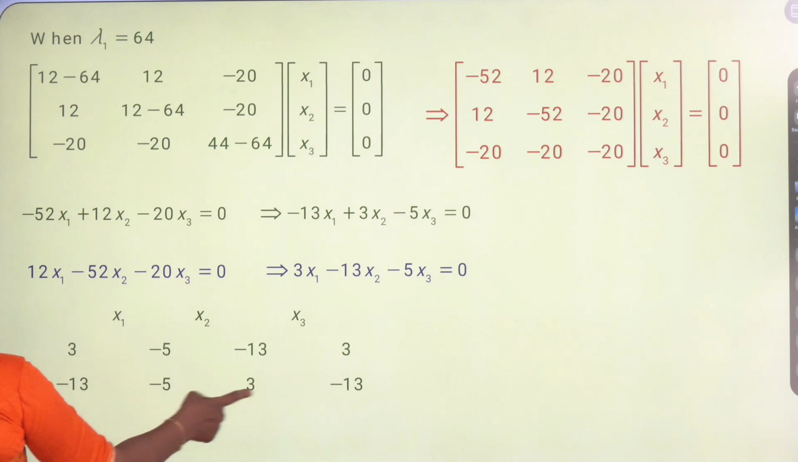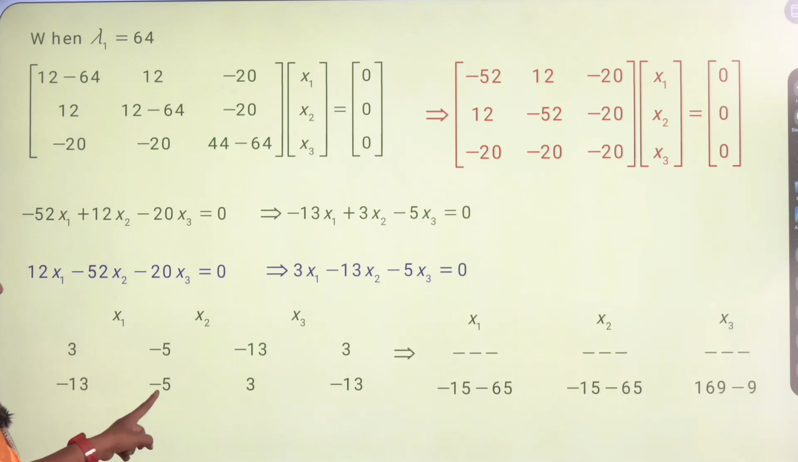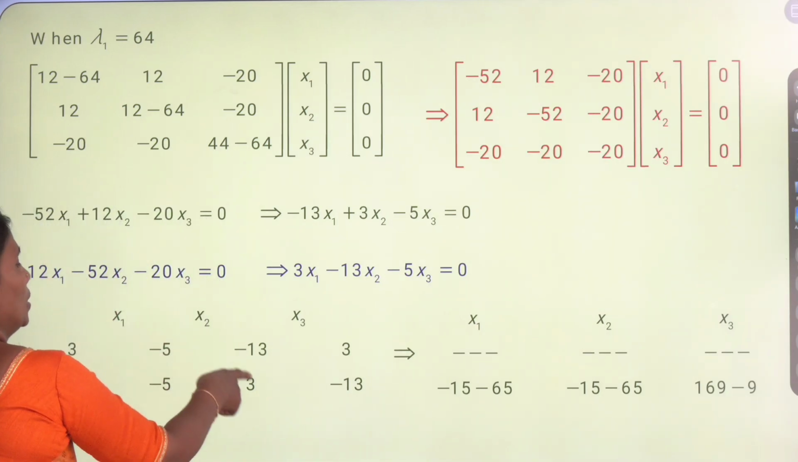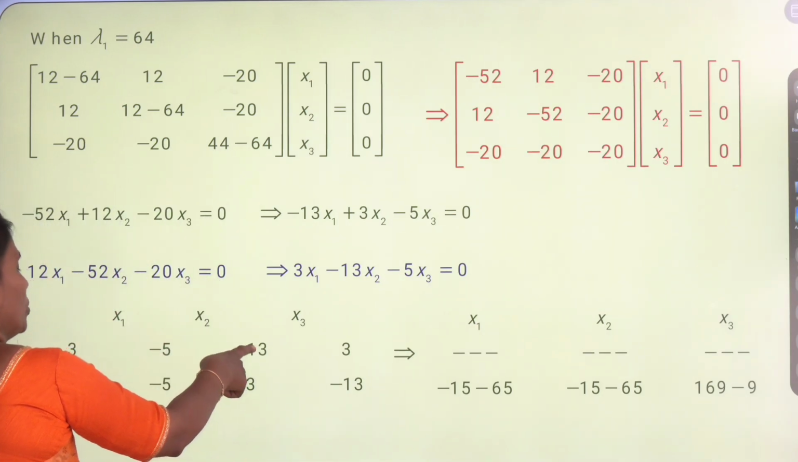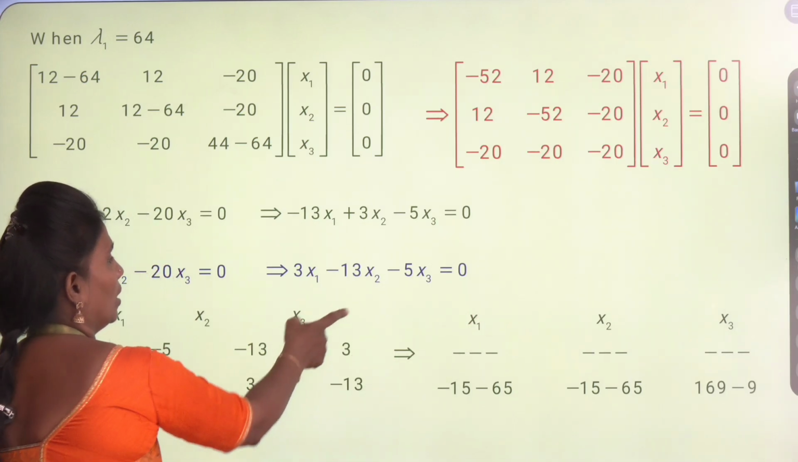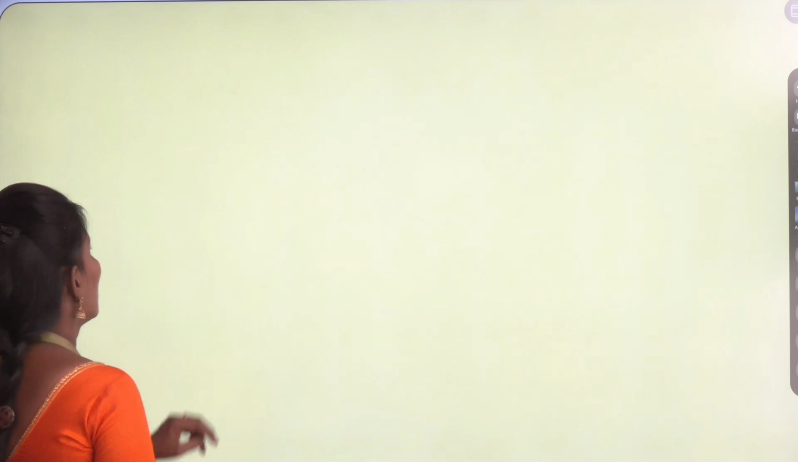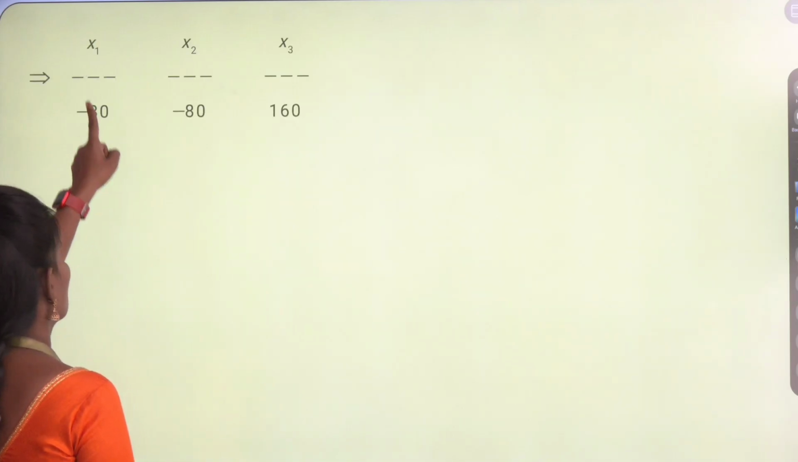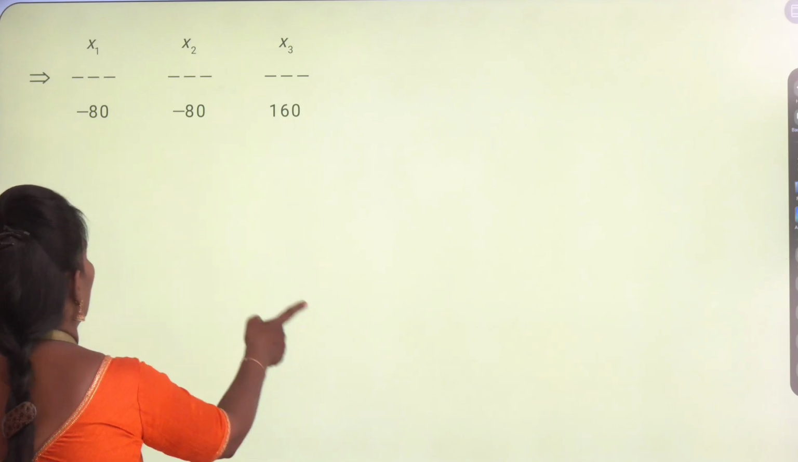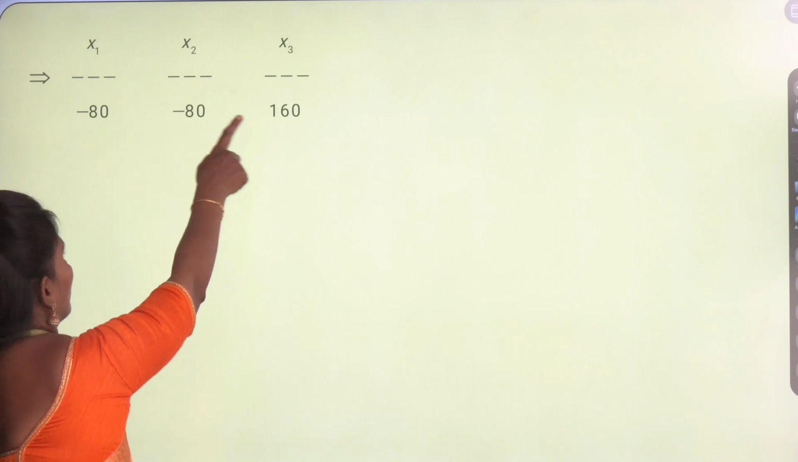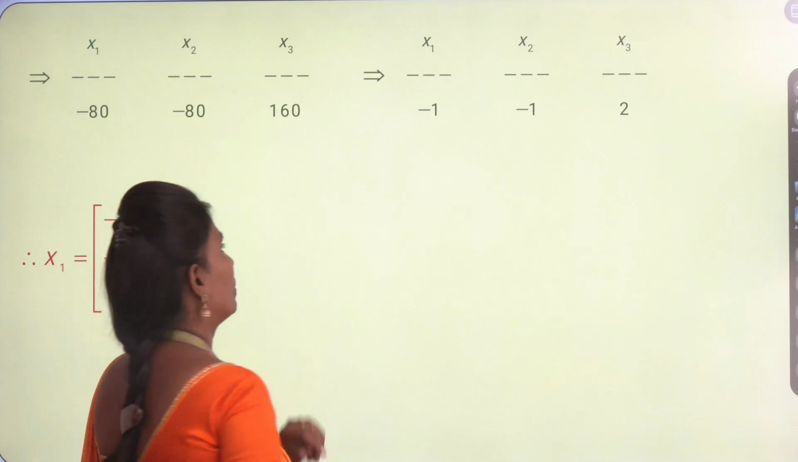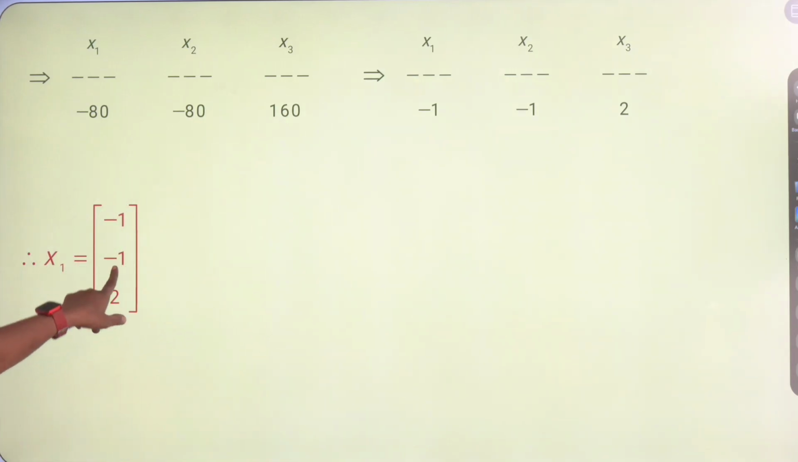Now we do a cross multiplication. 3 into minus 15, minus 15 into minus 13, giving minus 65. Similarly for the second, minus 5 into 3, minus 13 into minus 5 into minus 13, then minus 13 into minus 13, 3 into 3. We get the result: finally a single value for x1, x2, x3. So x1 by minus 80, x2 by minus 80, x3 by minus 80, all having the common value 80. Dividing by minus 80, we get 1, 1, minus 2. Dividing by minus 1 is no problem, giving minus 1, minus 1, 2.